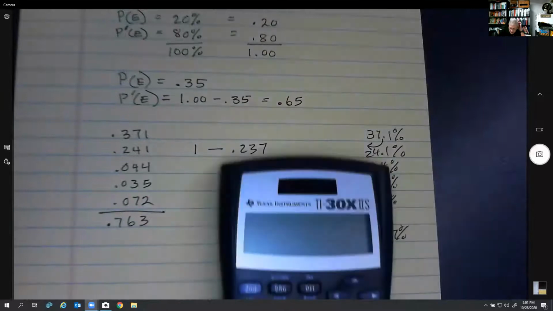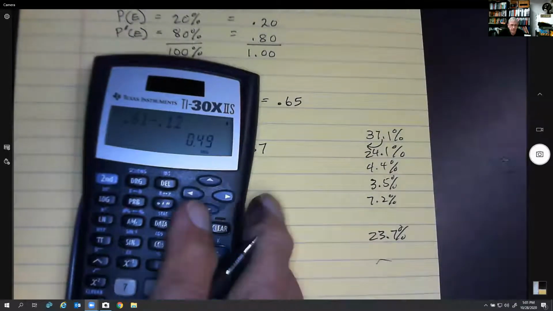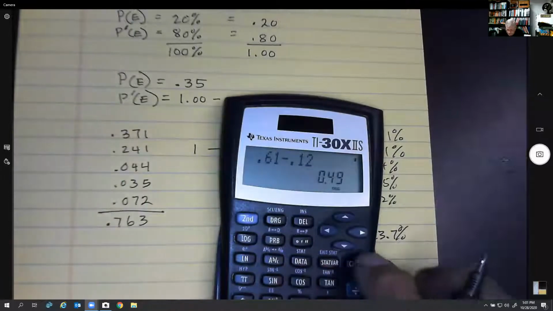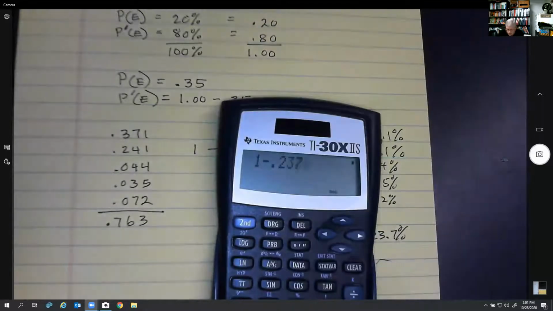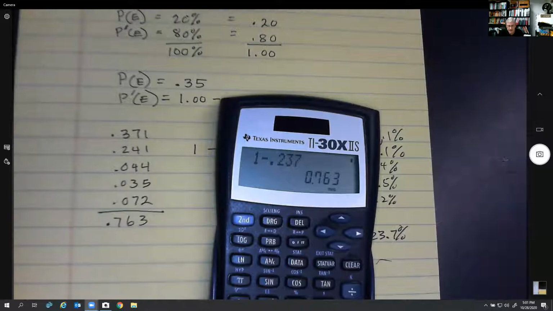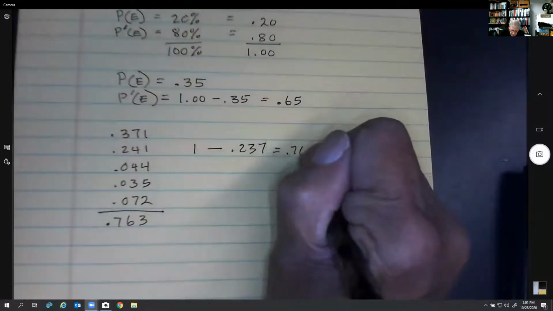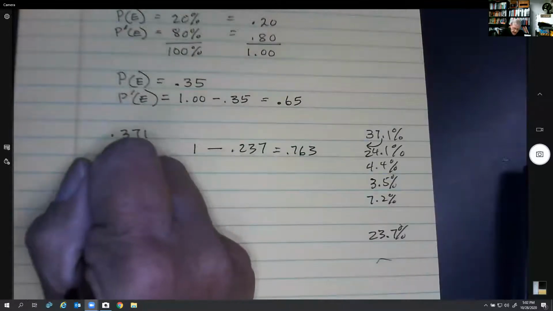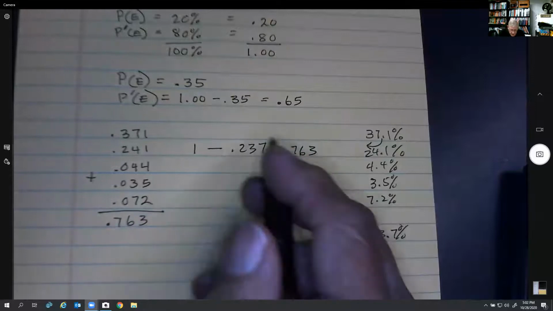So let's change that to a decimal, 0.237, and subtract that from 1. 1 minus 0.237. Let's put that in our calculator. Clear this out. 1 minus 0.237 was 0.763, exactly the same number. And that would have been a lot faster than trying to add all these together. It's not wrong to add them. It's just that we're using the complement.